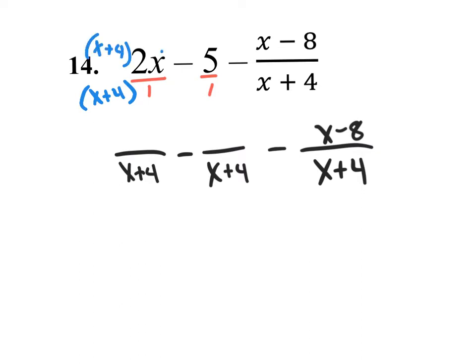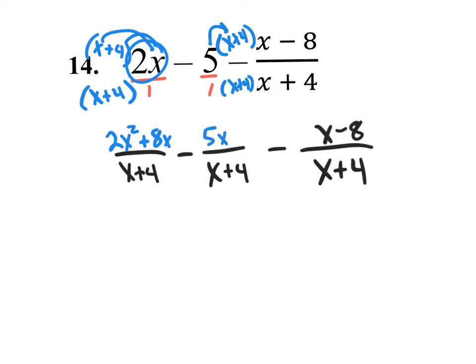So you're going to have to take this 2x and distribute it to both terms. 2x times x is 2x squared. 2x times 4 is 8x. And how are you going to change this 1 right here to become an x plus 4? You're also going to multiply it by x plus 4. So you're going to have to multiply this top one by x plus 4, which means you're going to have to distribute the 5 times x, giving you a 5x, and the 5 times 4, giving you a 20.